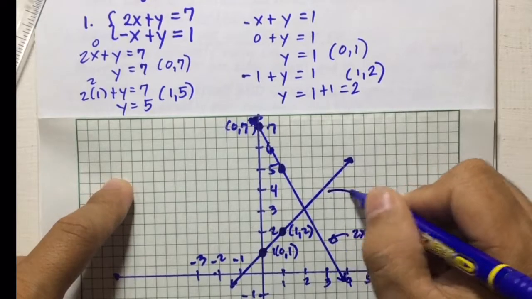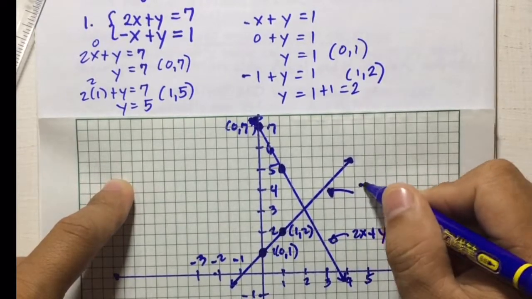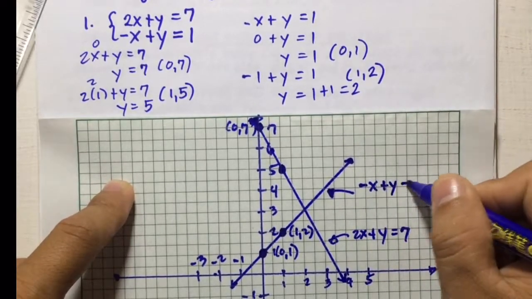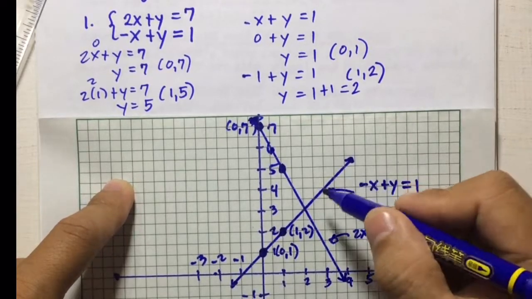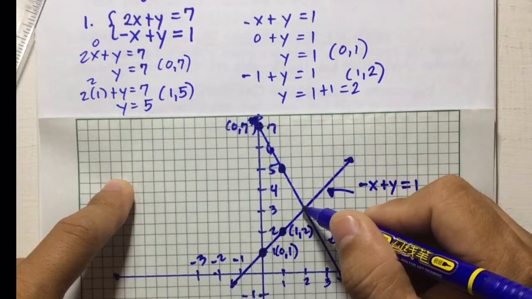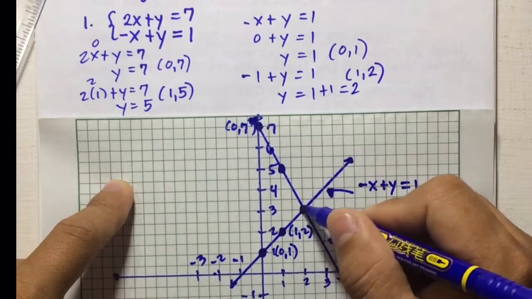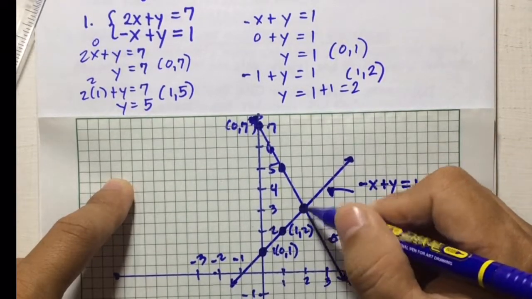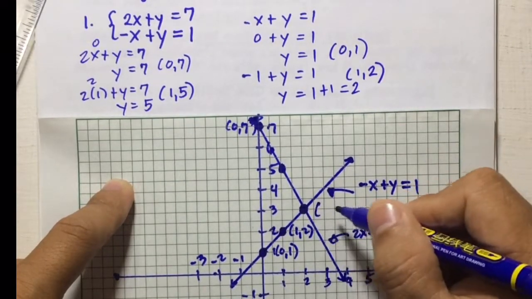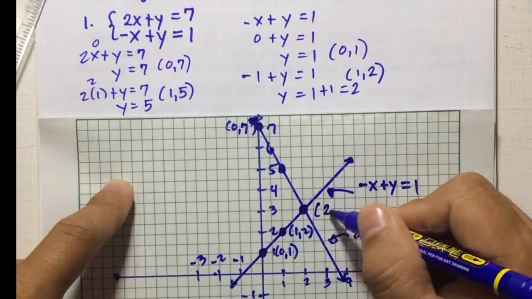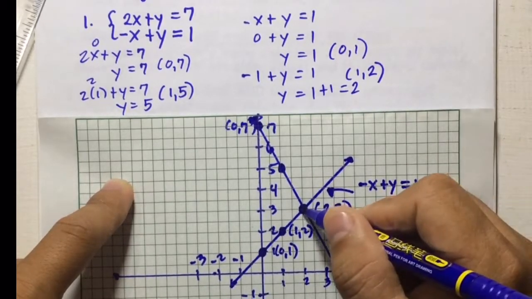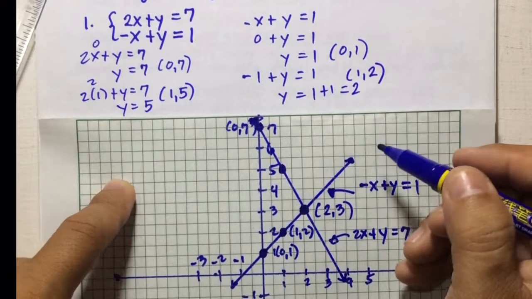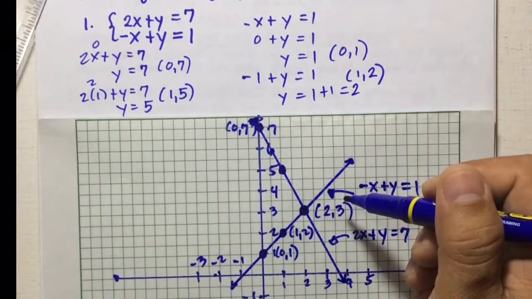So this is the graph of the line negative x plus y equals 1. Now if we're going to look at this one, their graphs intersect at this point. The solution here is this point. The point here is point 2, 3. So the solution of the system is the point 2, 3.